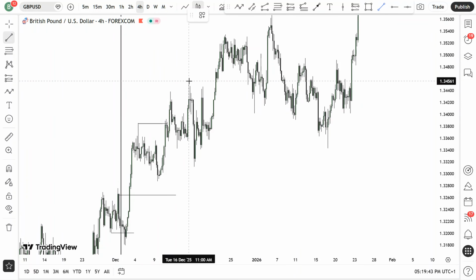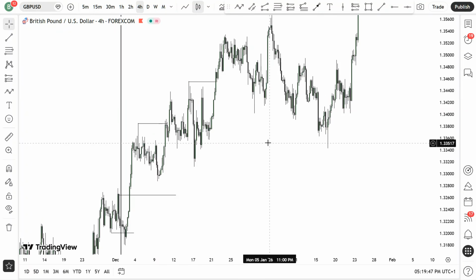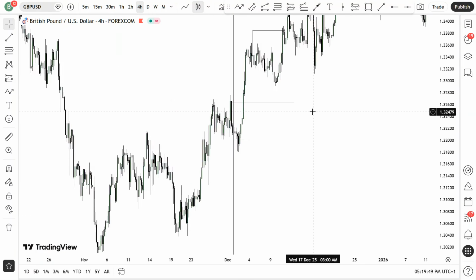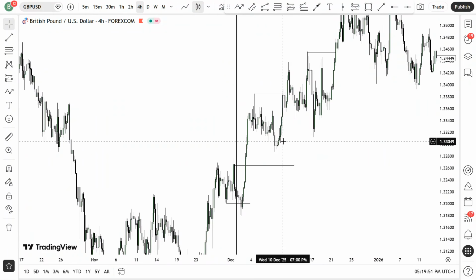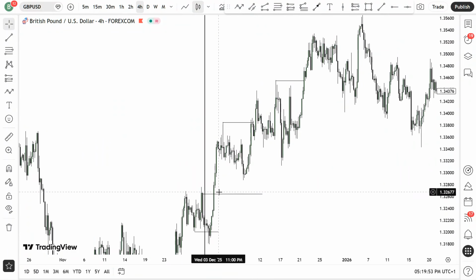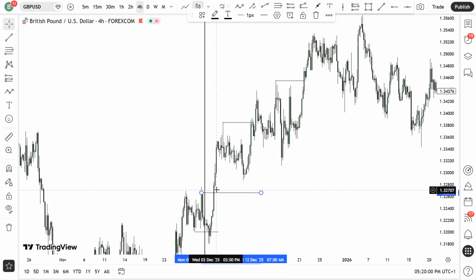Okay, let me mark out this break. I'll tell you the reason why I mark out this break, right? This is a break here too, right? So now you see that the pullback here, price didn't actually mitigate any valid POI. This is 4 hour time frame. Remember, every POI, every high and low in this 4 hour time frame is stronger than the ones you are looking at in your lower time frame, right?